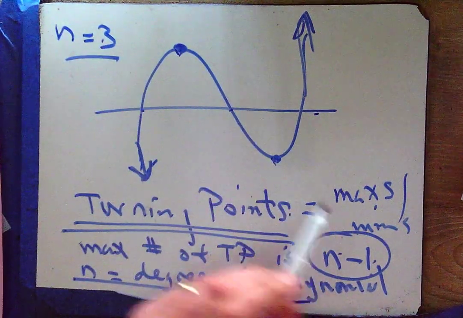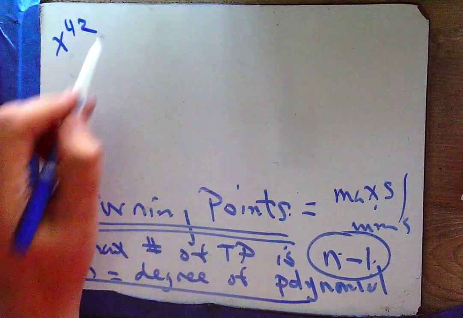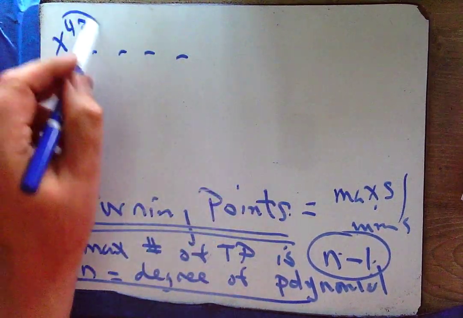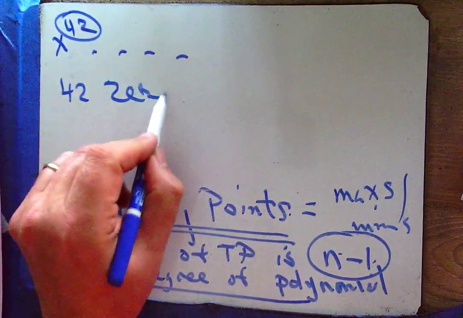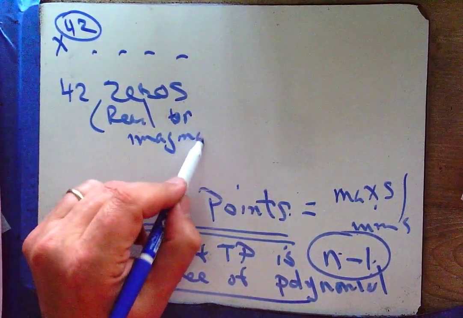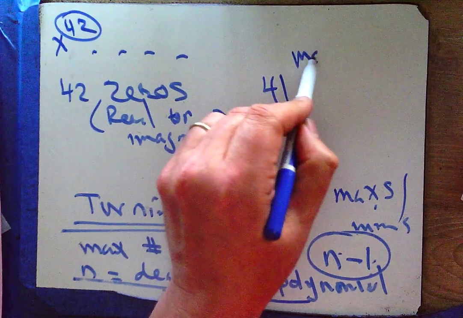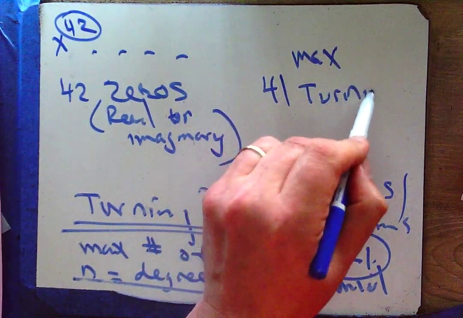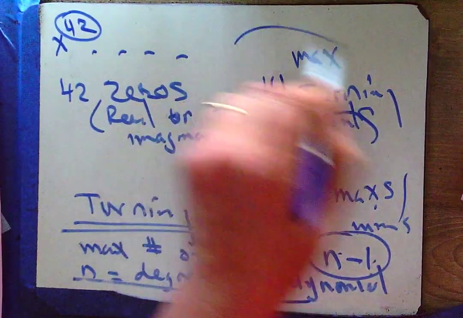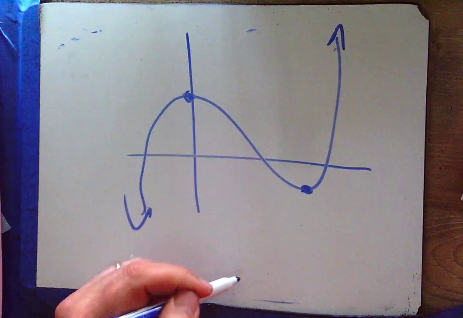There they are. Okay, so if we had a 42nd degree polynomial, x to the 42nd power plus minus a whole bunch of stuff, we would say 42 zeros, real or imaginary, and we could say a maximum of 41 turning points. Okay? Now, this is a maximum number of turning points, right? And we saw this third degree polynomial. It had 1, 2 turning points for third degree. But what if I have this third degree polynomial?